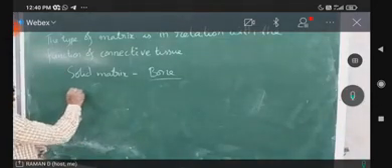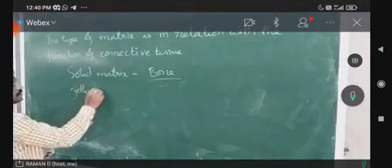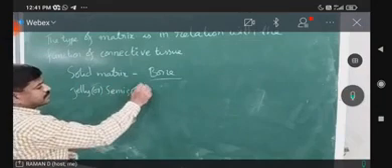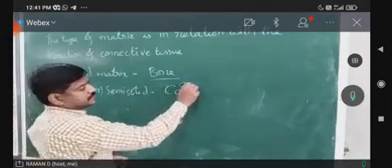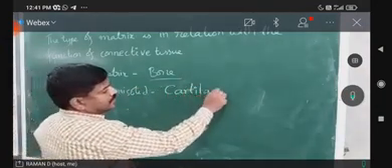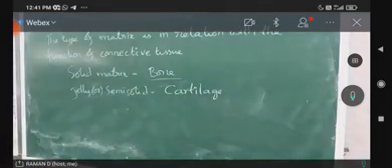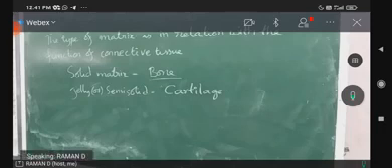Jelly type or semi-solid: cartilage. Cartilage provides mechanical flexibility, and in between two bones, where two bones are meeting with each other, each bone end is covered by cartilage to reduce the friction.